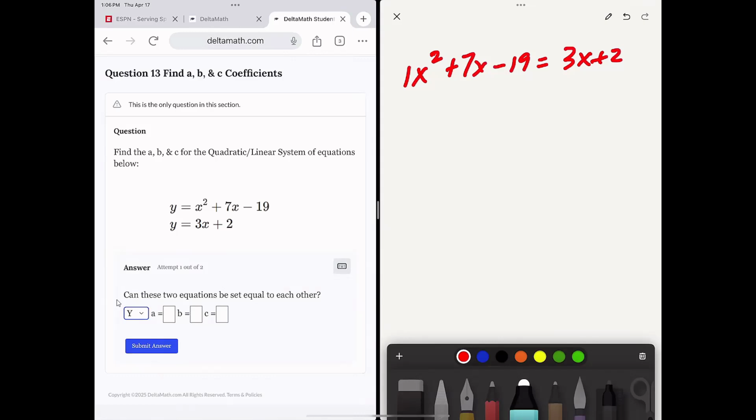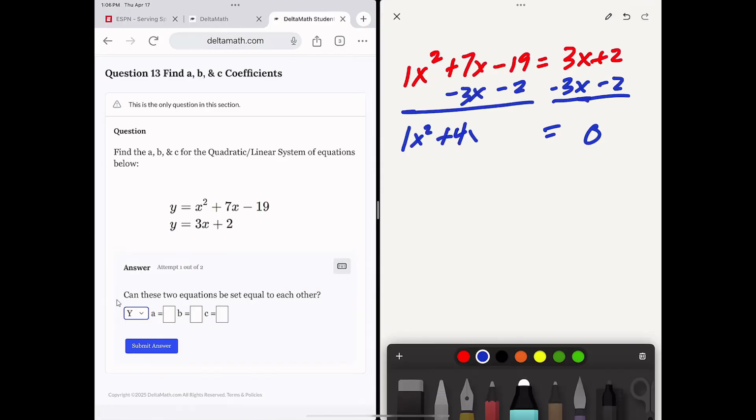All right, so now, just like before, I have to move the positive 3x to the other side by subtracting 3x from the 7. And then I'm going to subtract 2 from the negative 19. And on this side, it's going to be 0. Over here, we're going to have 1x squared. 7x minus 3x is going to be a positive 4x, and a negative 19 minus 2 is going to be a negative 21. If you're struggling with the negatives and positives, then just use the calculator. But the most important thing is that you realize that you can set these two equations equal to each other.